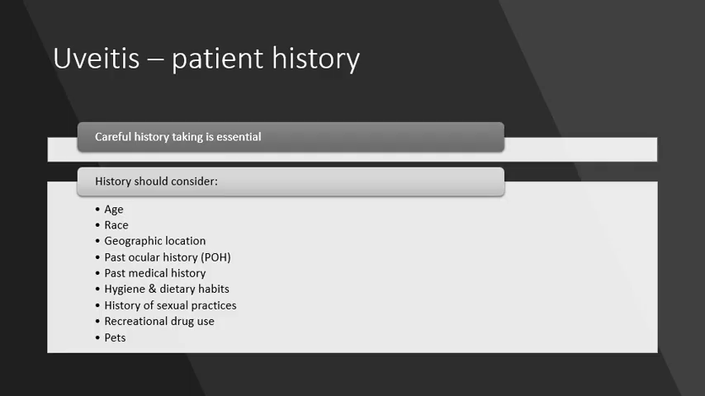When you're seeing a patient with suspected uveitis, it's very important that you take a careful history, and this is essential to help establish a reason for the uveitis occurring. And as part of the history, you should consider the patient's age, their race, their geographic location where they live and spend a lot of their time, or where they've potentially been holidaying, for example, any past ocular history, past medical history, their hygiene and dietary habits, any history of sexual practices, recreational drug use, and pets. And as I go on in this presentation, you'll see why all these are important.